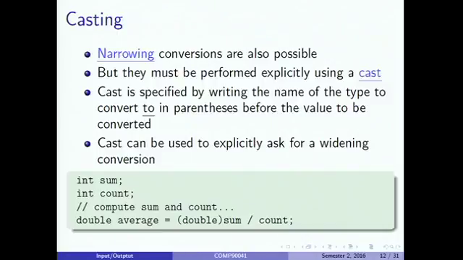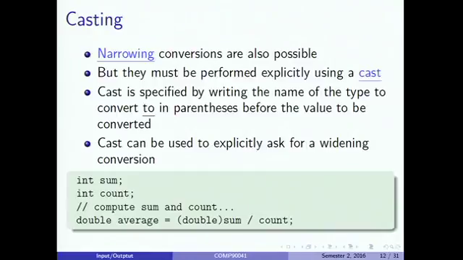Now I want to do the division. What I can do is I can coerce the sum, the int sum, to a double. And then I can divide that by count. And then I can put it in a variable of type double. Now there's something else going on here that might be not quite so obvious.